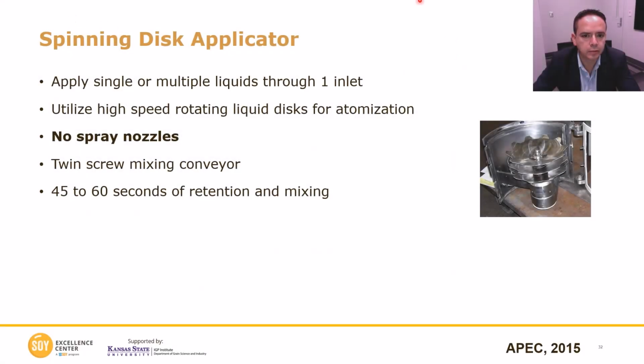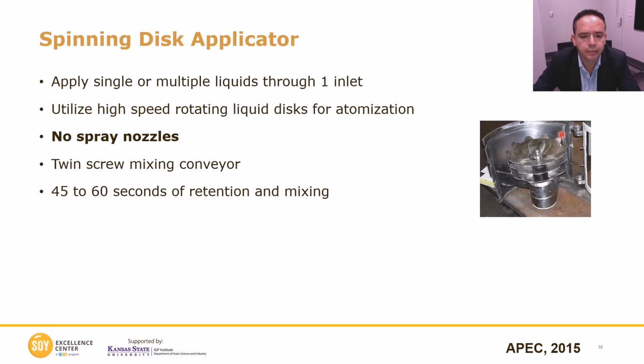You can also use a spinning disc applicator. As you can see here, you can see the 3 discs. In this system, you can apply single or multiple liquids through one inlet. So for example, in our feed mill, we can apply 4 liquids using one inlet. These systems utilize high-speed rotating discs for atomization of the liquids, so there are no spray nozzles here. If you can pump a liquid, then the spinning disc applicator can apply it.